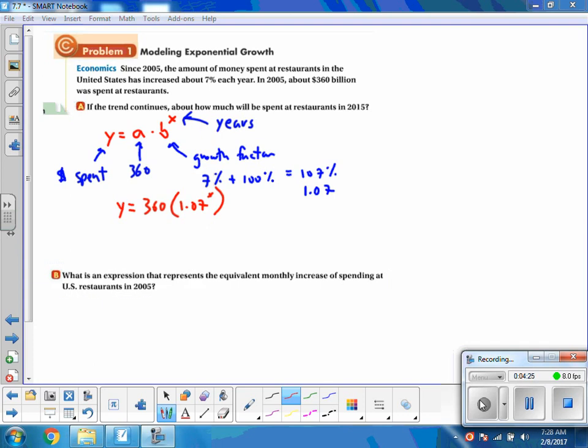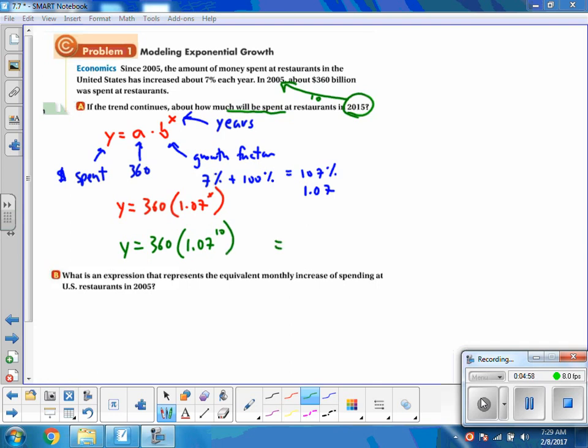But I do need to multiply those together. All right, so now I need to come back and see what the question is, now that I have my equation about how much money will be spent. So I'm looking for y in 2015, so I need to look at the x, and I'm not going to put in 2015 as my exponent. It looks like it's about 10 years difference. So I'm going to solve for y equals 360 times 1.07 to the 10th.